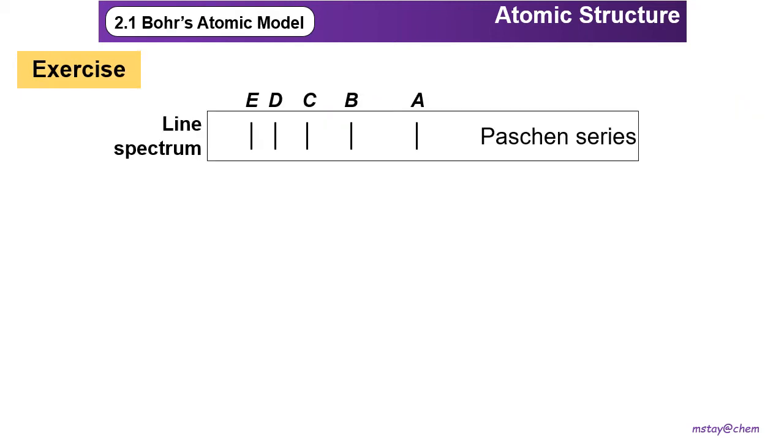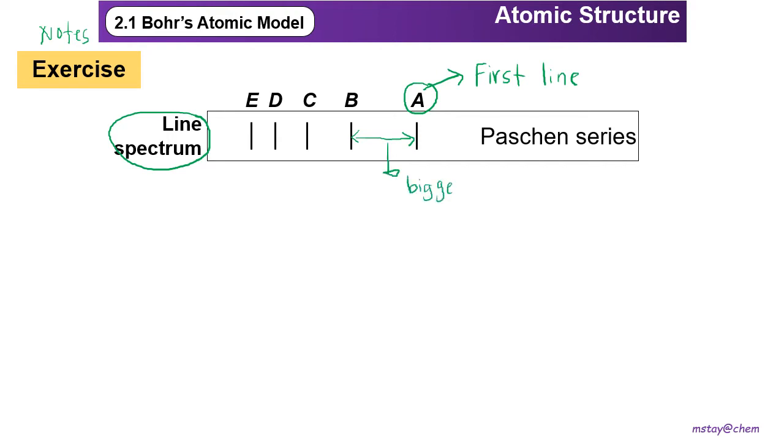Okay, this exercise is also from your lecture notes. This one we call line spectrum, and line A will be considered the first line. Okay, so how do we determine A is the first line but not E? Normally we find the gap here. The biggest gap means that it is the first line.